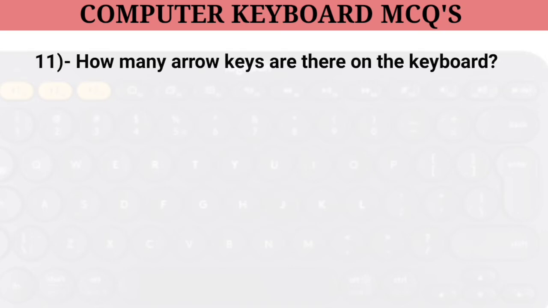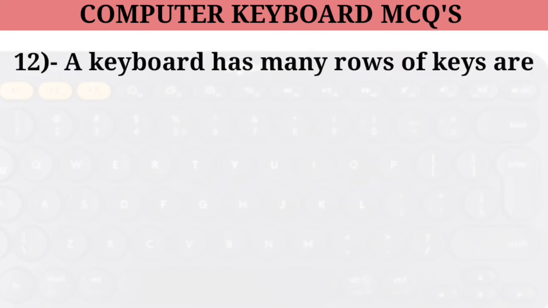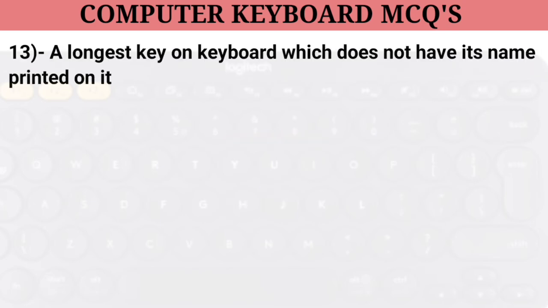Question number 11. How many arrow keys are there on a keyboard? 4: up, down, left and right. Question number 12. A keyboard has how many rows of keys? 6 rows, from top to bottom.